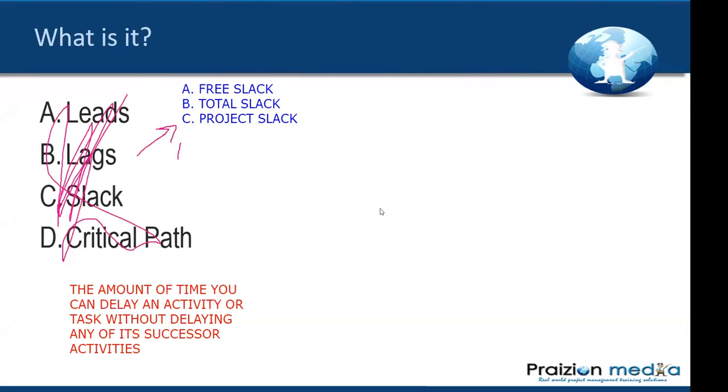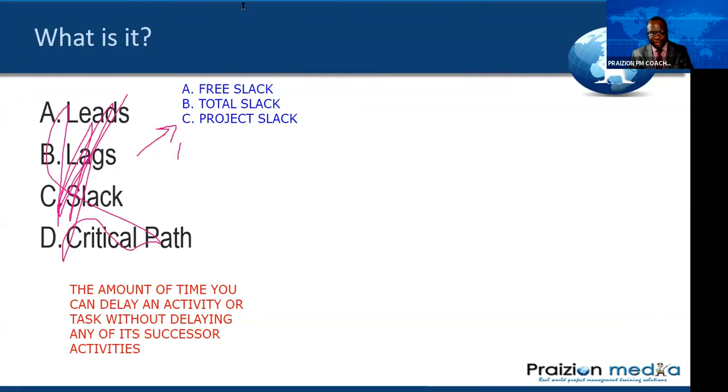All right, 5, 4, 3, 2, and 1. And the poll answer, as you can see, is heavily polarized towards option A. That's because free slack is indeed the amount of time you can delay an activity or task without delaying any of its successor activities. Now, let's read how the PMI have framed this under free slack.